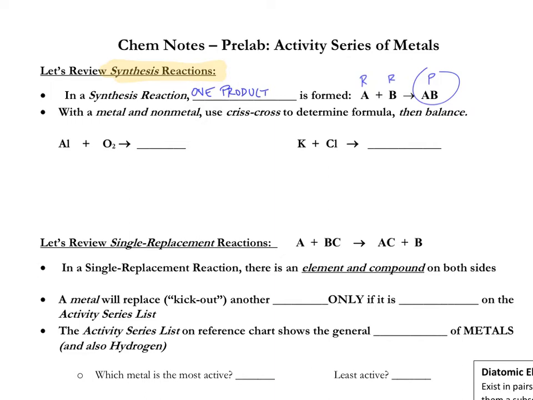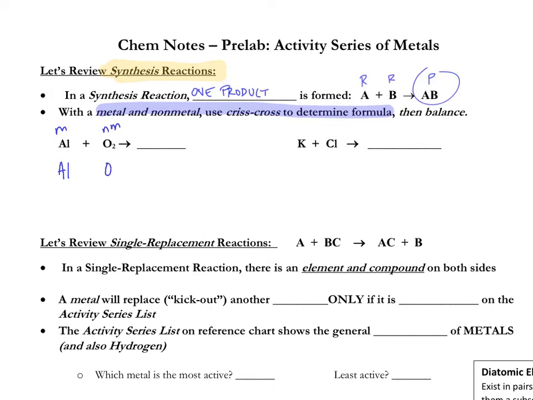If I've got a metal and a non-metal, I'm going to use the crisscross method to figure out what the formula would be, and then I'm going to balance that equation. So let's go ahead and look at Al plus O2. When Al and O2 combine, they're going to form one product. Now, aluminum is a metal, oxygen is a non-metal. So I know that this is an ionic compound, so I need to know the charges so that I can use the crisscross method.